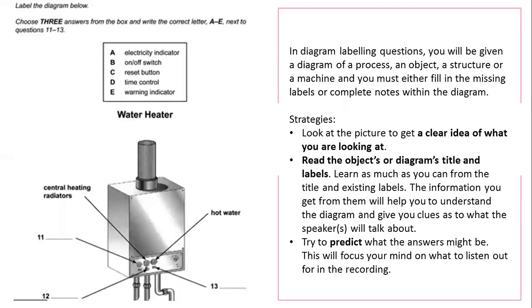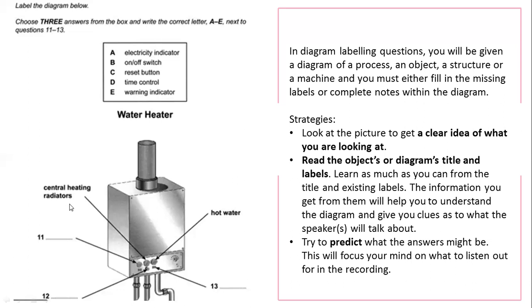Well, first thing first, you need to look at the picture to get a clear idea of what you are looking at. And then you need to read the titles of the objects or the diagram or the machine that is given to us. Okay, for example, we can see here that the title of this object is water heater, mesin penghangat, pemanas air. And then you also need to read the labels that have already been given to you.